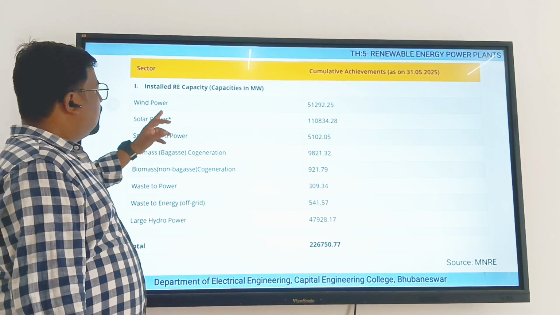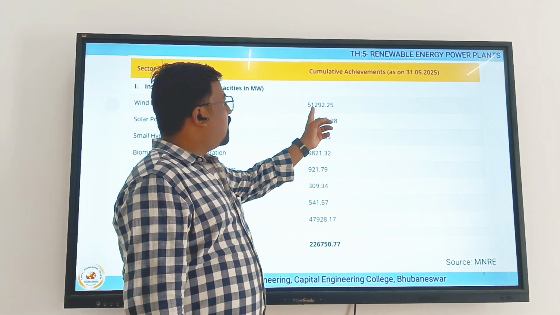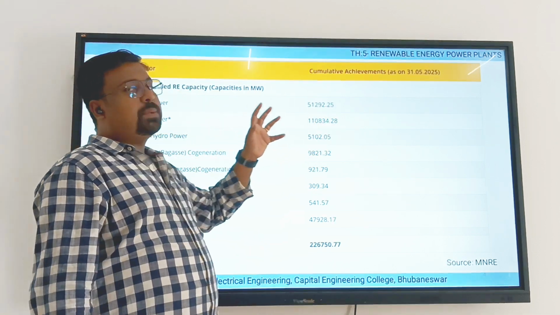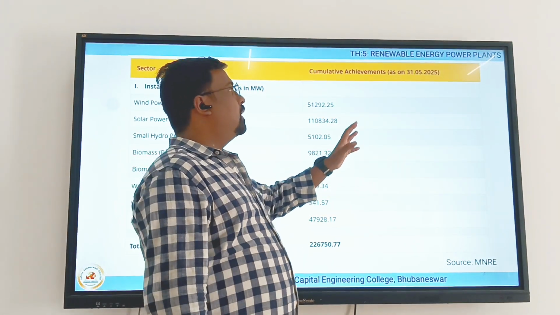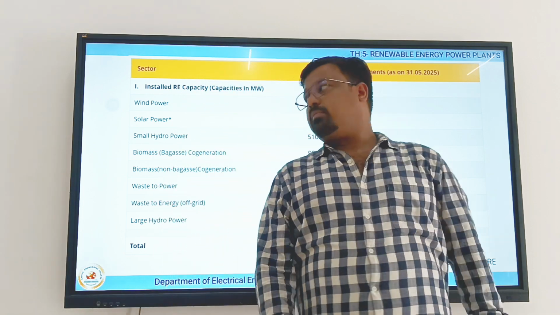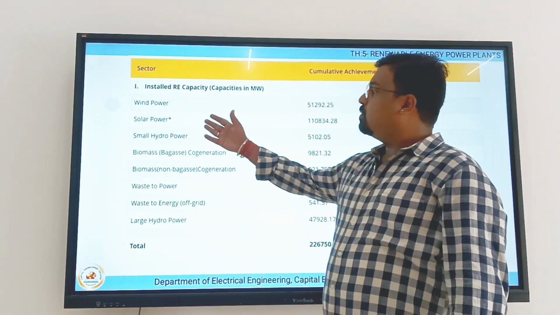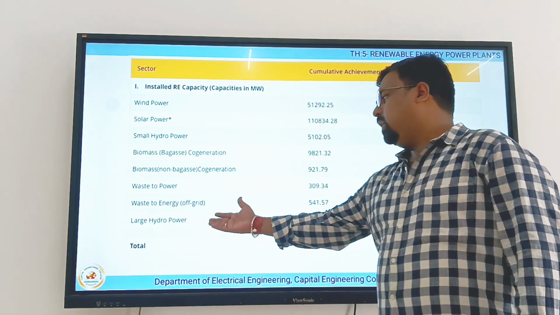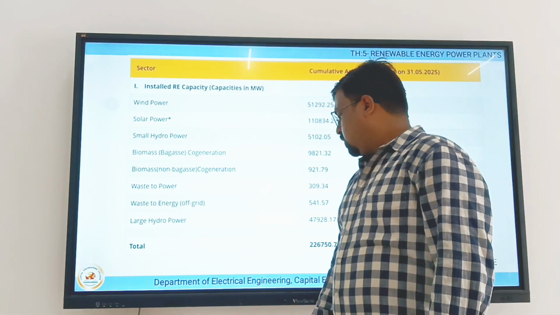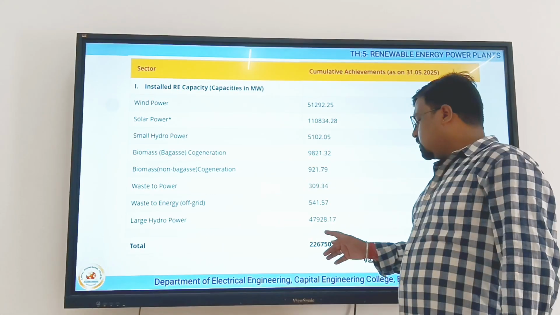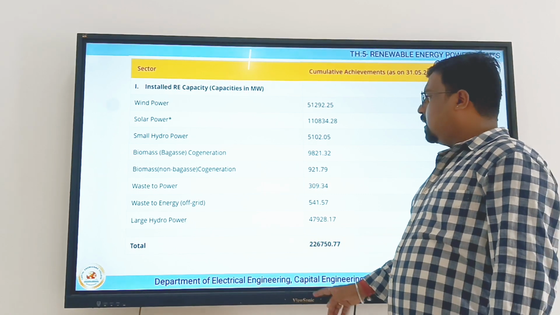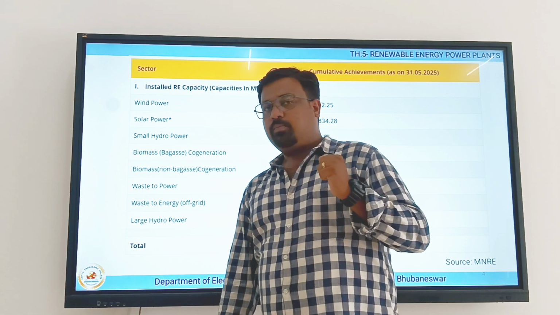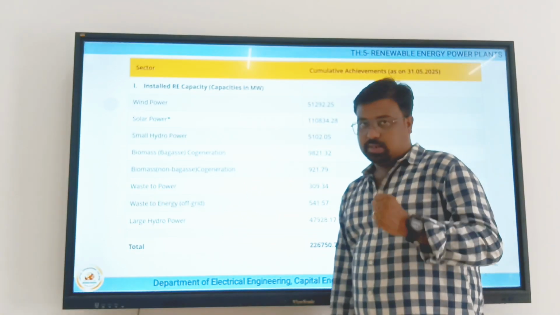As you can see, this figure, some 51,292 megawatt. This is the installed capacity of wind power in India as on 31st May. Likewise, we can see solar power is there, small hydropower is there, waste to energy is there, large hydropower is there. So we can say currently we are having some 226 gigawatts of installed renewable energy power available in our country. So why am I showing you these figures?